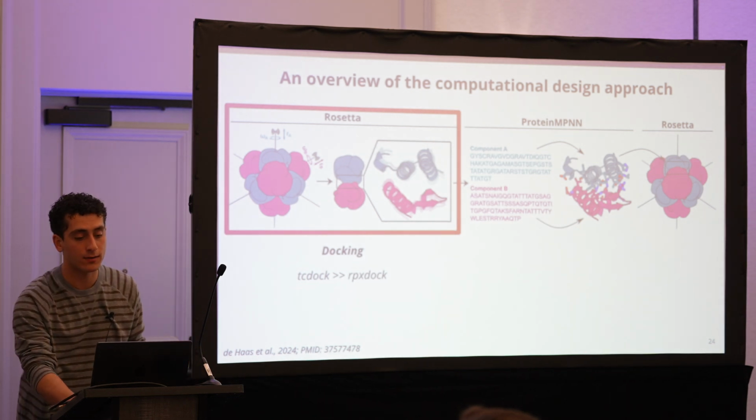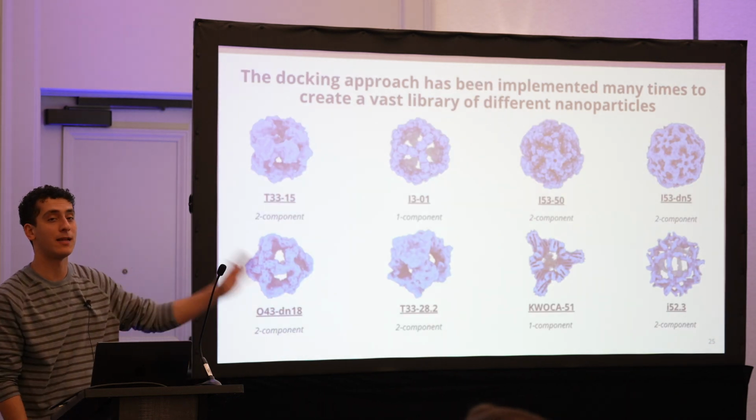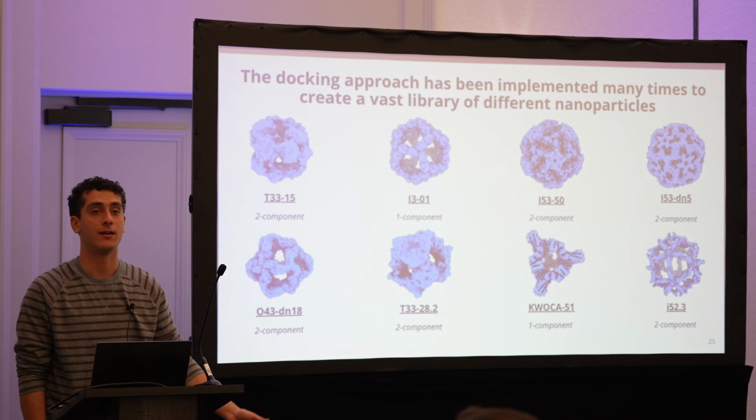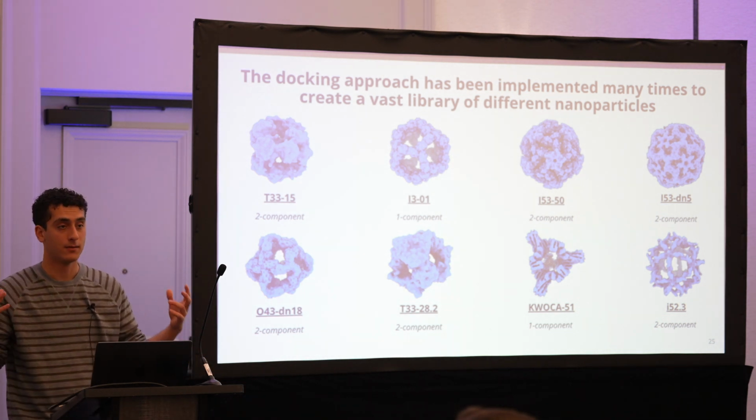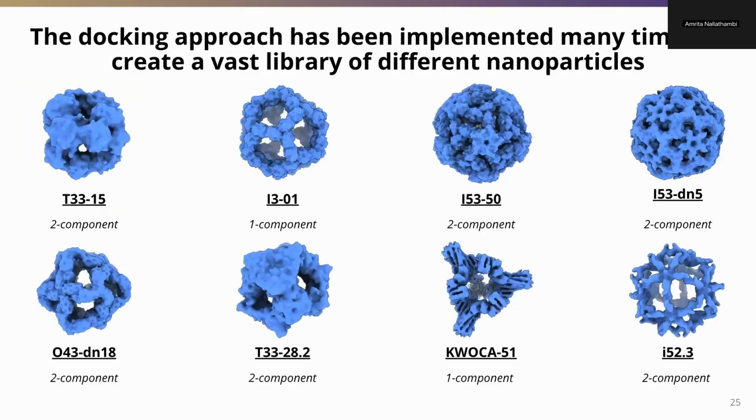And so over the years, this approach has been used many, many times to make tons of nanoparticles of varying symmetries, of varying component numbers. So like I301 is a one-component nanoparticle that's been tested as an mRNA vaccine.